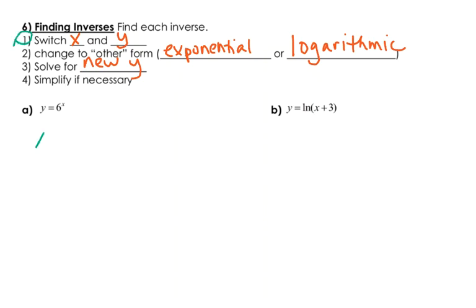Alright, so step 1, switch x and y. So I'm going to change the y to an x, and I'm going to change the x to a y. I'm kind of stuck now, so I'm going to try to change it to my other form. So right now this is exponential form. There's an exponent. So I'm going to write log. The base is always whatever has an exponent, so that's a 6. Log base 6 of x equals the exponent y.